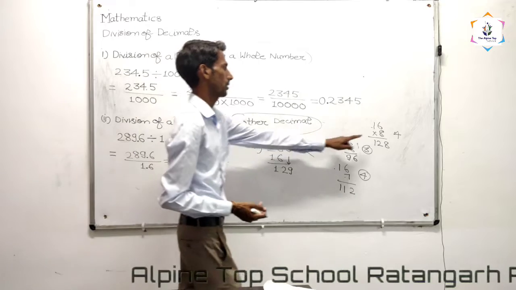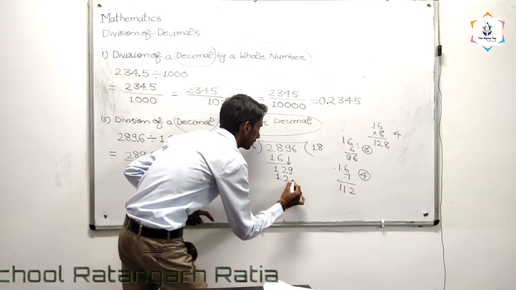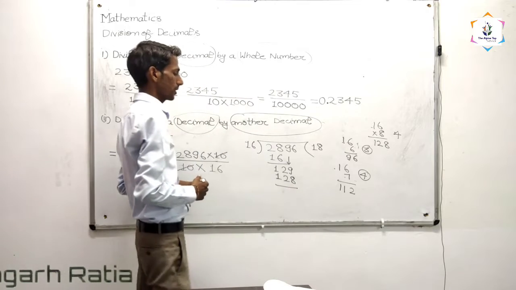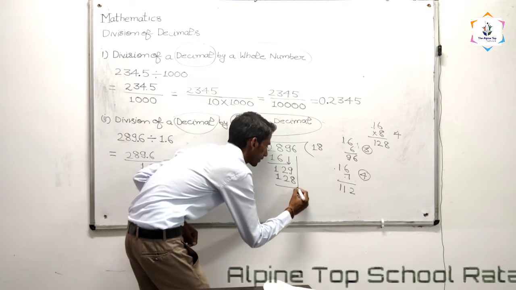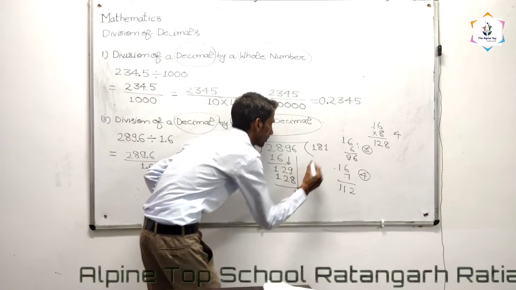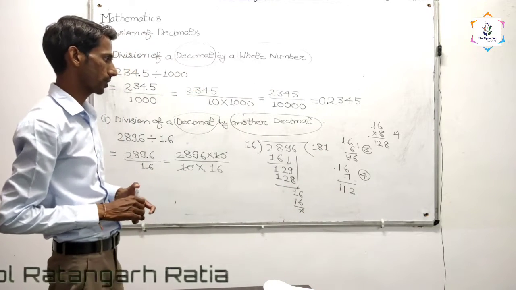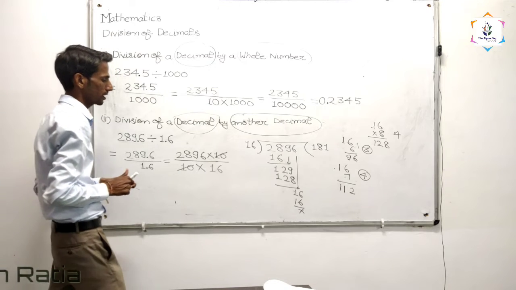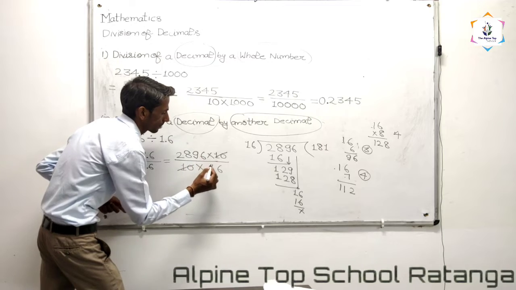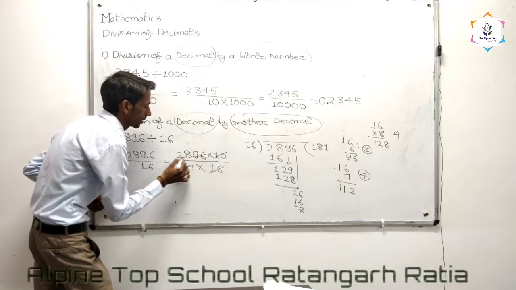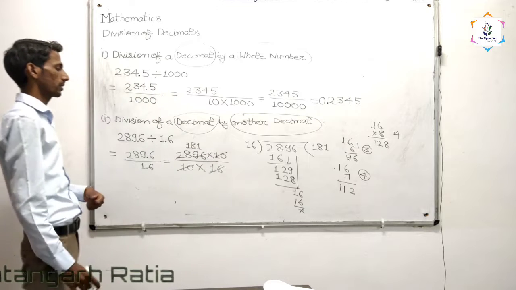It means here it happened, 16 8s are 128. Now dear students, when you subtract 8 from 9, you will get 1. 6 comes down and 16, 1 then 16. It means here we are getting in the quotient 181. It means when you try to divide 2896 with 16, you can write 181 as a quotient.